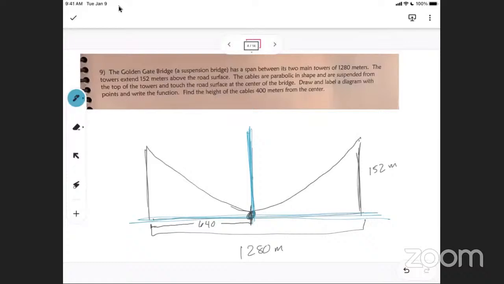Yeah, let's call that 0, 0. Okay, I'm sorry, it's not 0, 0. Yeah, it is 0, 0, right? We're calling that the origin. Okay, so this point up here would be what?